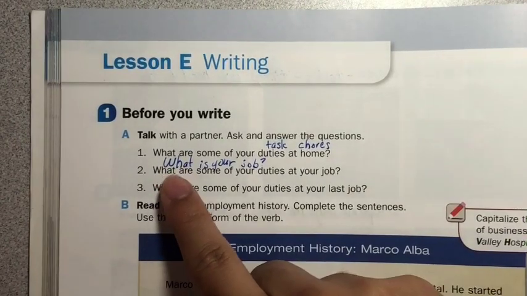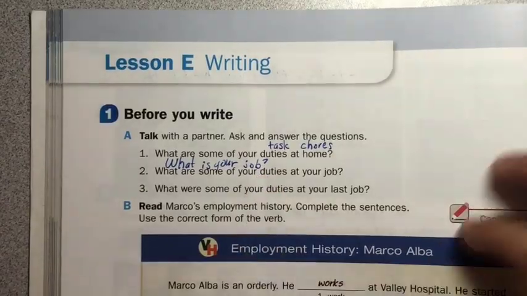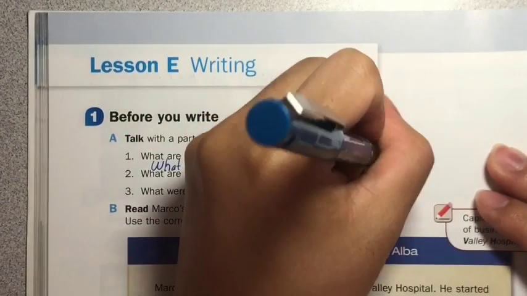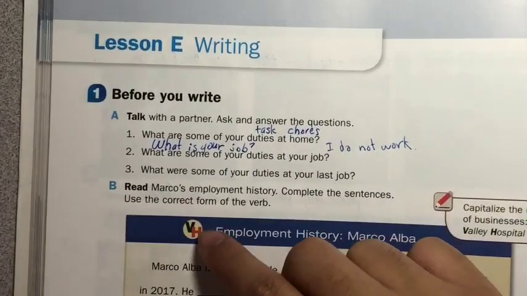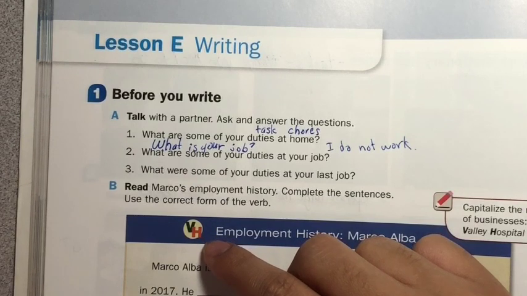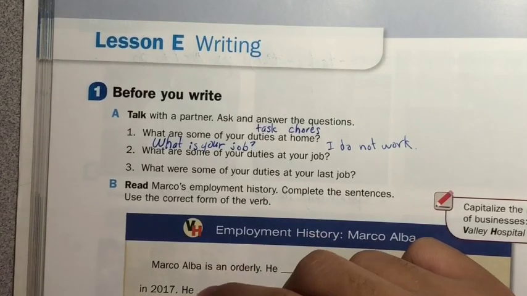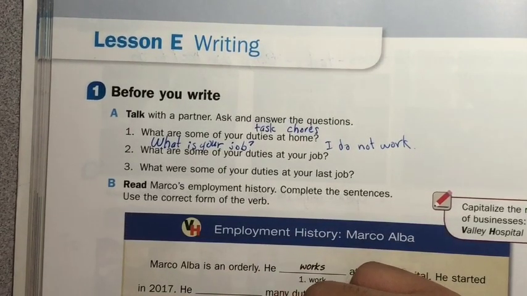Next question, what is your job? If you don't have a job, then you say, I do not work. If you do have a job, you can say, I am a construction worker. I am a cook. Or I work in an office. I work in a hair salon.